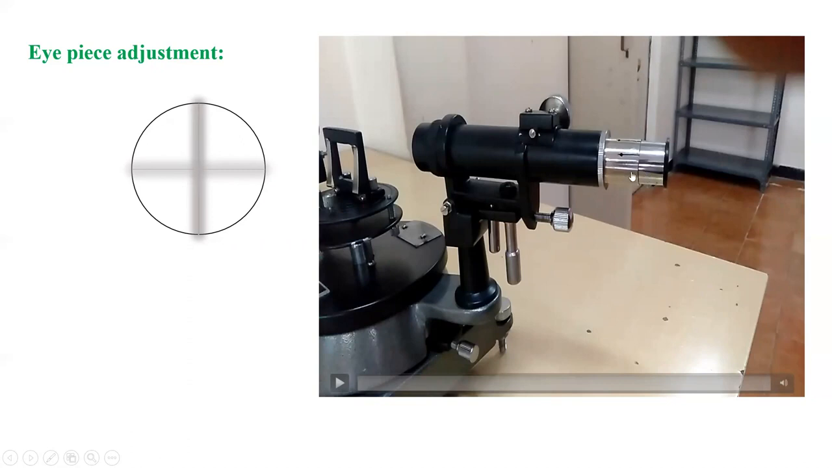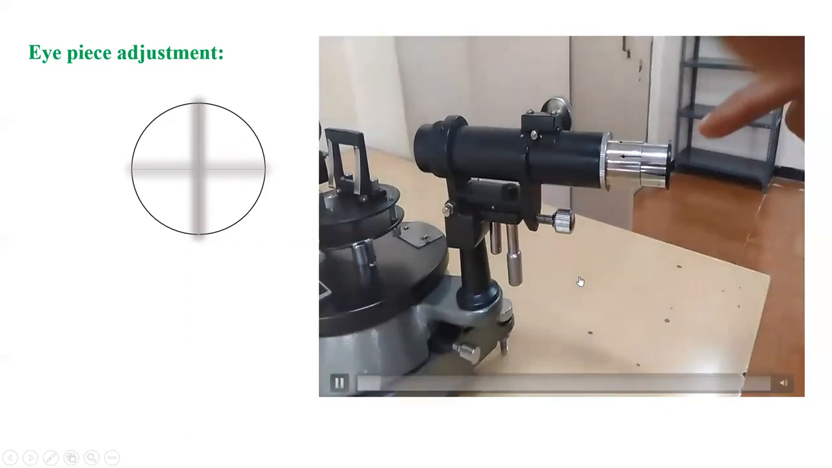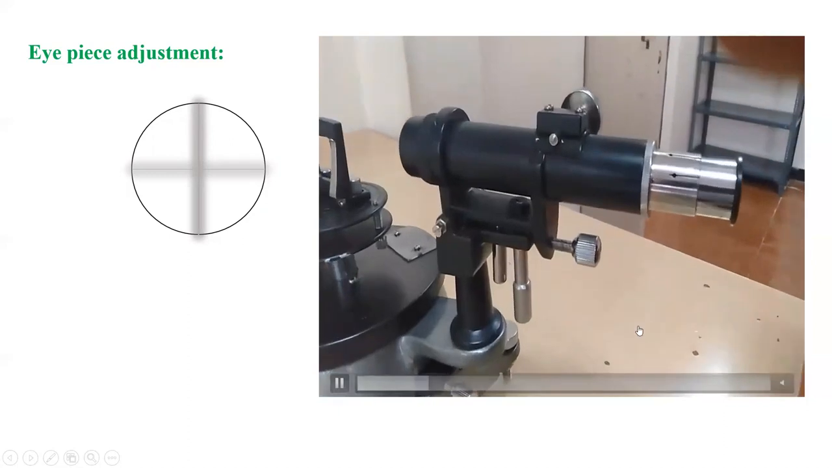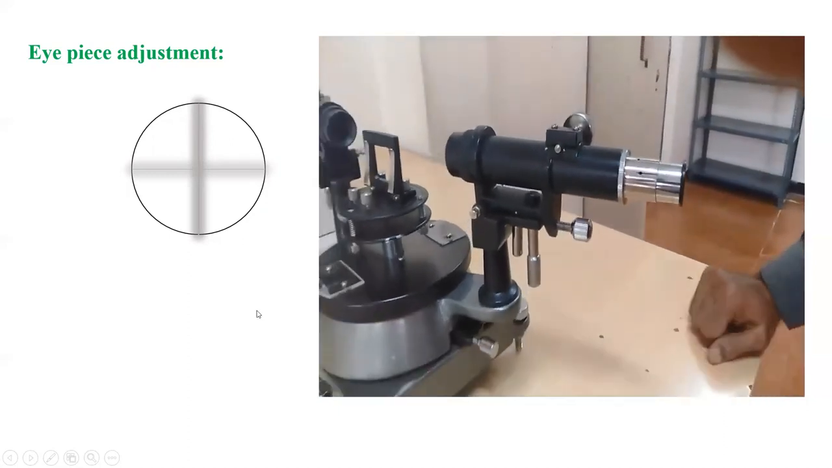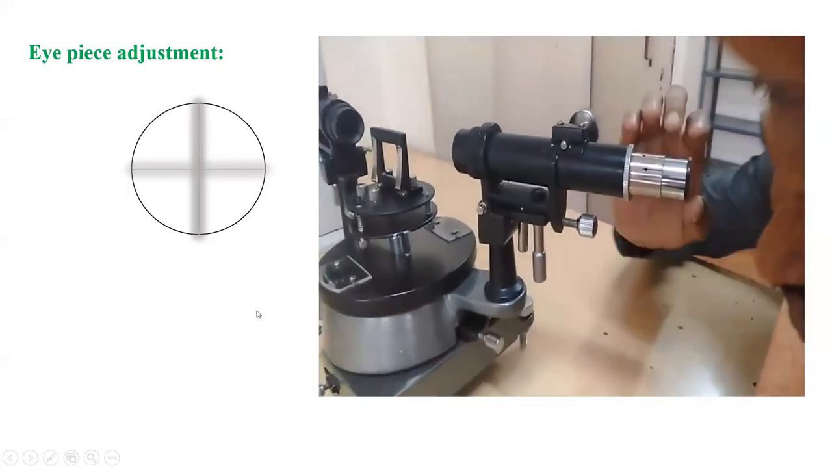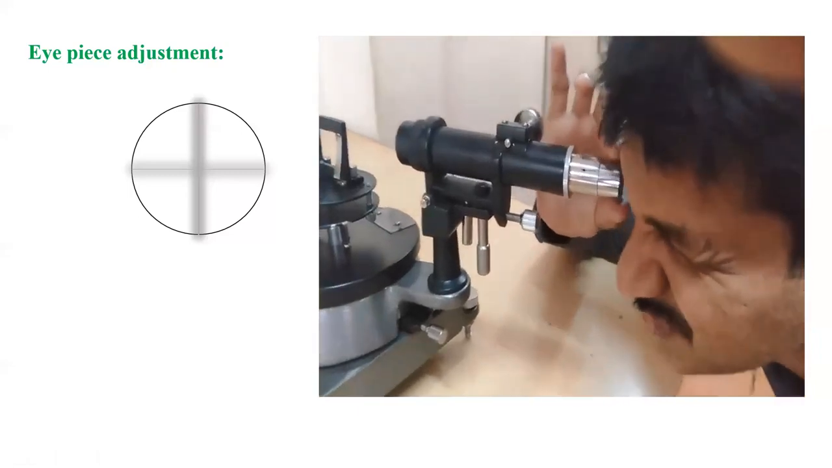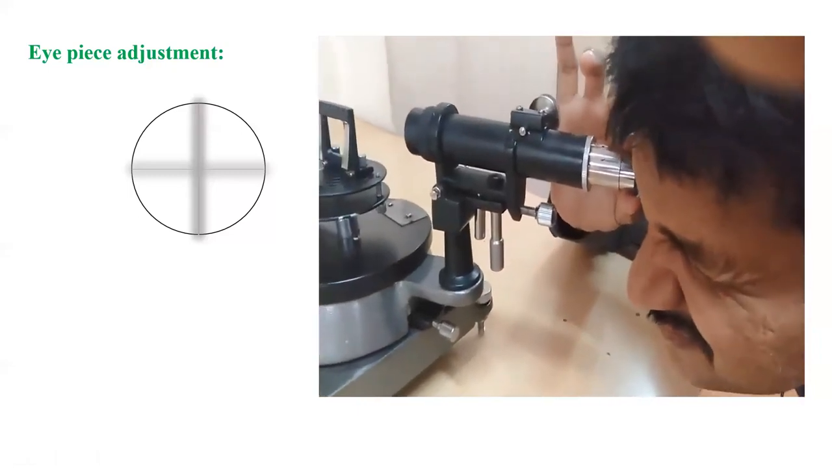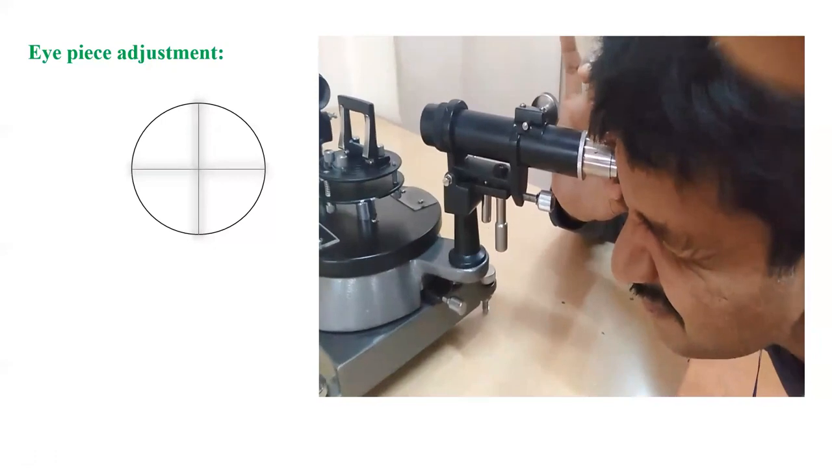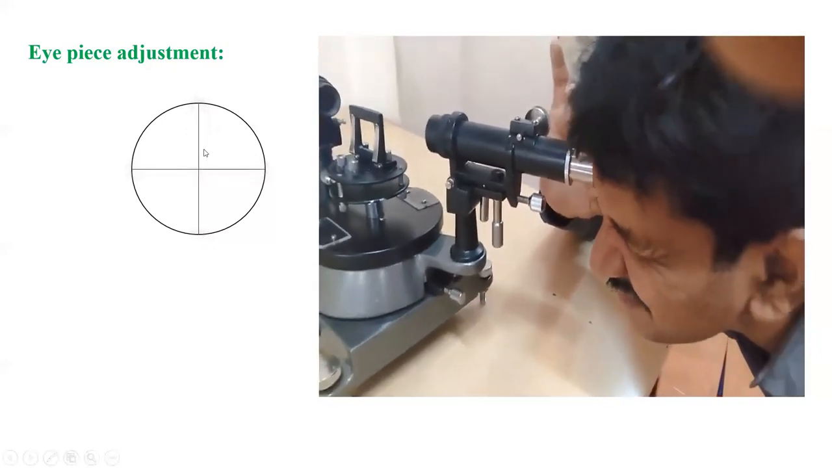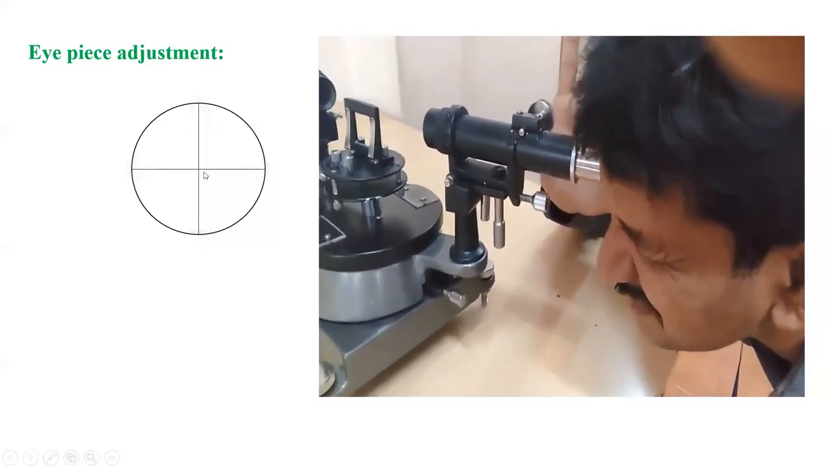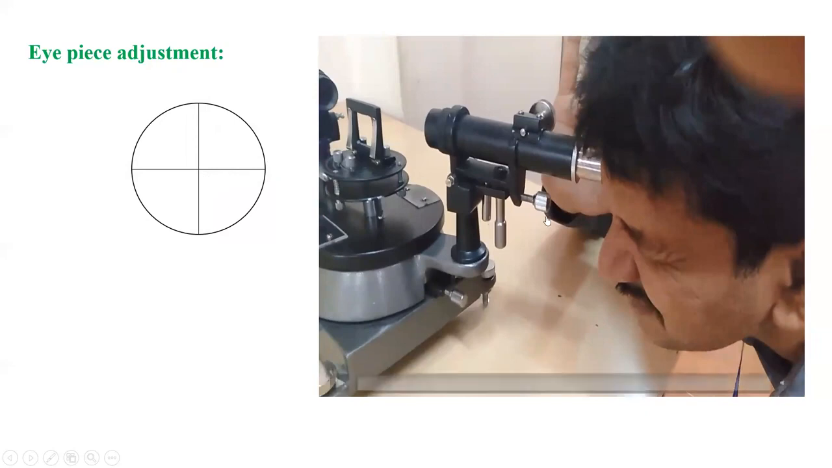Focus the telescope on the whitewashed wall and move this eyepiece until the crosswires are very clear and sharp. Observe through this and adjust until the crosswires are very clear and sharp. When the crosswires are very clear, stop moving the eyepiece.